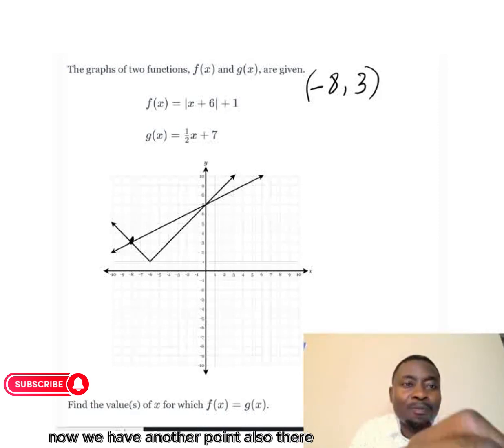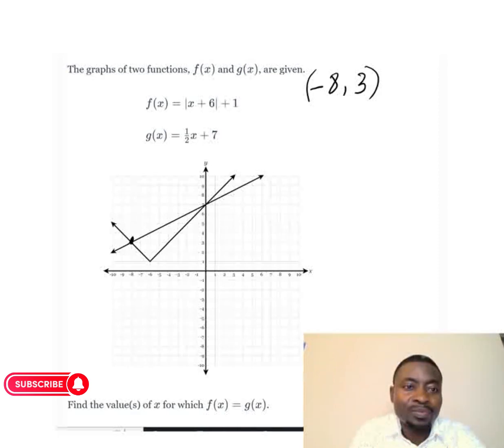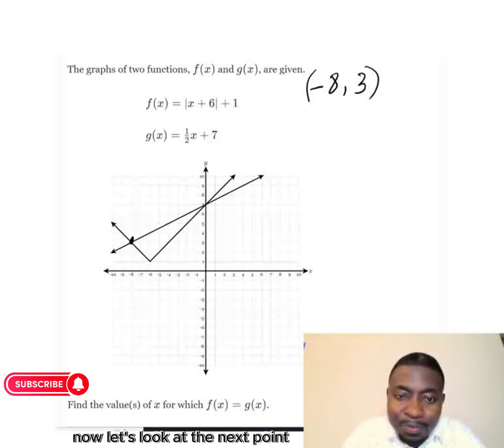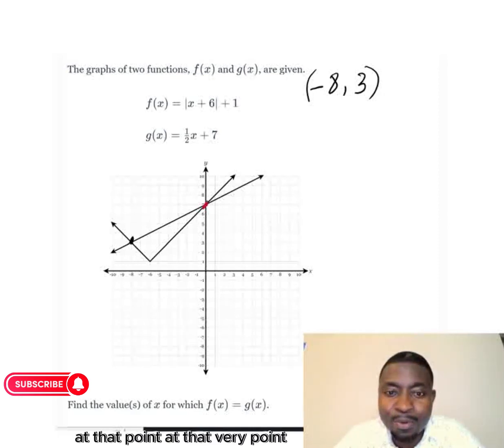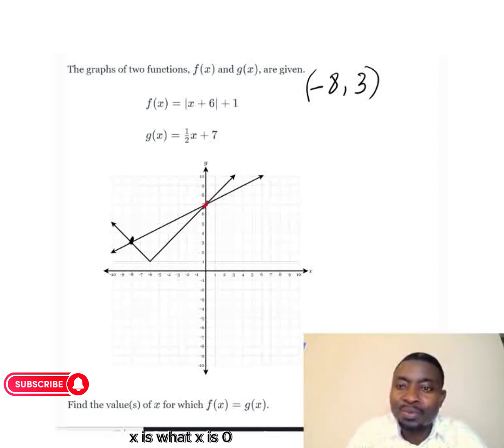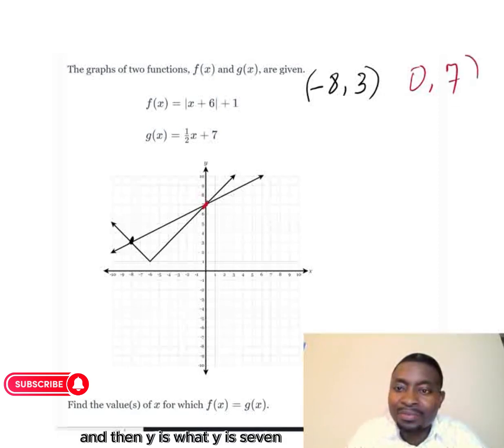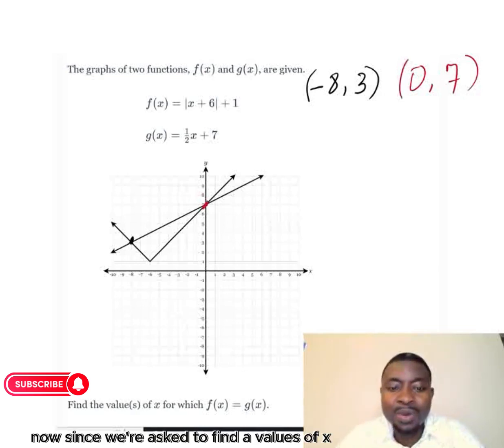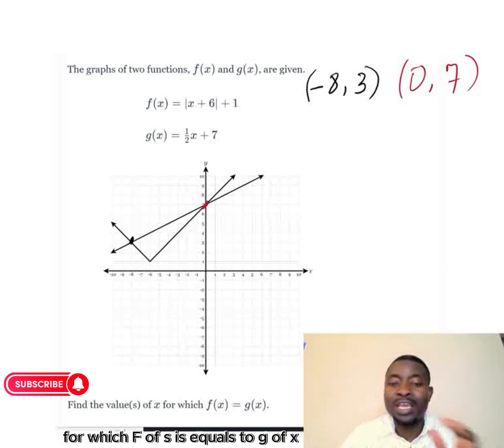Now we have another point also there. Let's look at the next point. At this point also, there's an intersection. At that very point, x is 0, and then y is 7.